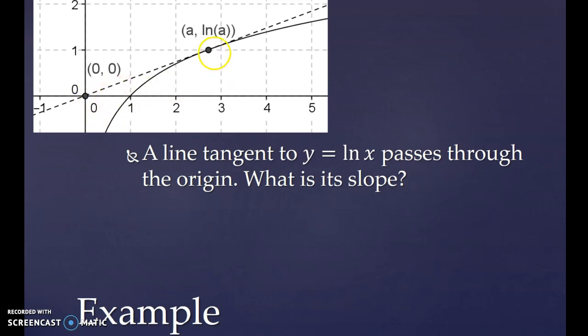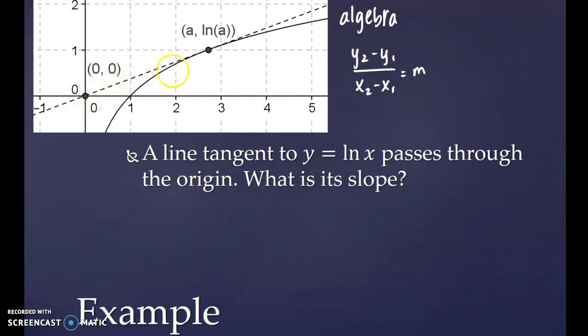So notice that I labeled this point on the graph as a comma natural log of a because I'm not sure what the x-coordinate is. Looks like it's somewhere between 2 and 3 in my picture, but that's just kind of a guess. Okay, so there are two ways of thinking about slope. There's an algebra way of thinking about slope, which is y2 minus y1 over x2 minus x1.